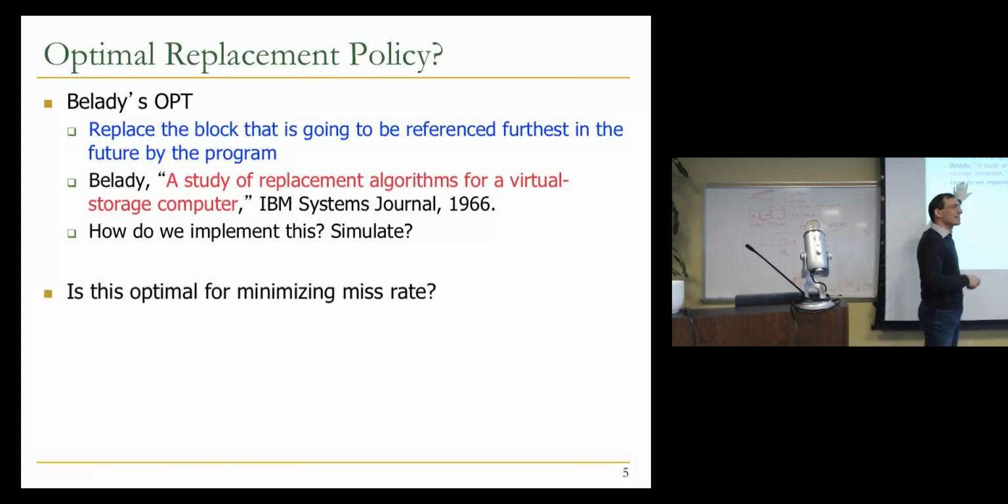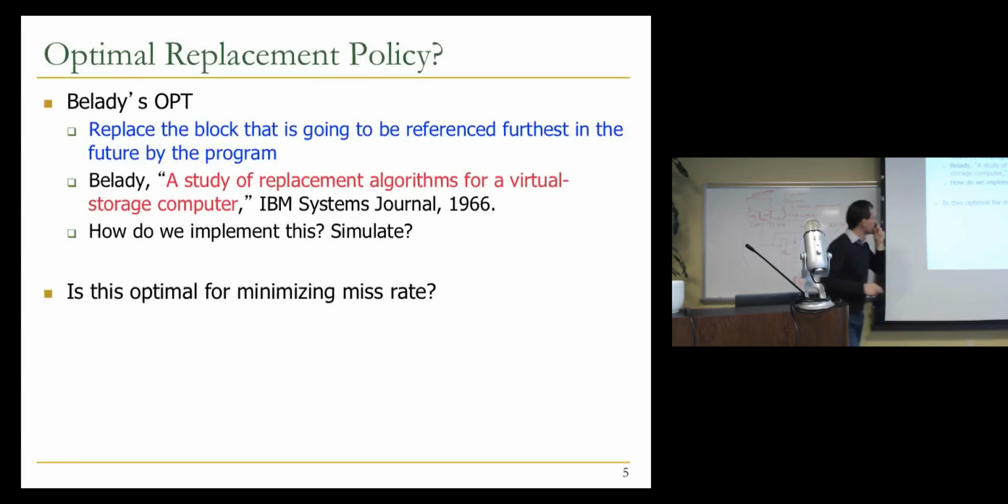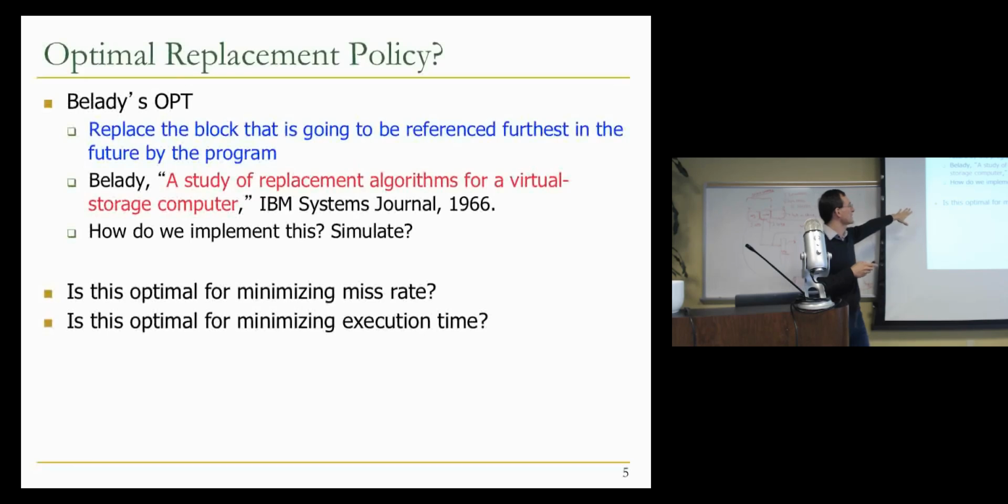How do you simulate this is another interesting issue, which we'll not talk about. But one question, is this optimal for minimizing miss rate in a cache? Yes, it's optimal, actually. It does minimize the miss rate. But is it optimal for minimizing execution time? Did I hear no? It depends. I guess that's true, but optimal is a strong word, right? Optimal means for every case does it minimize execution time.